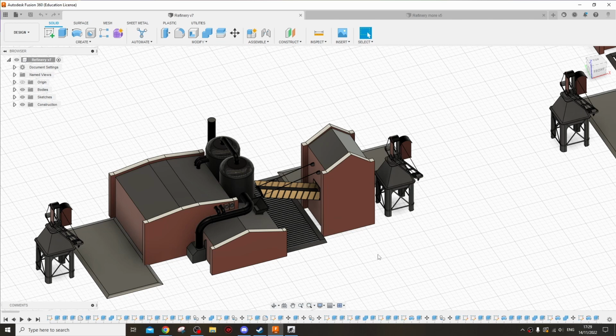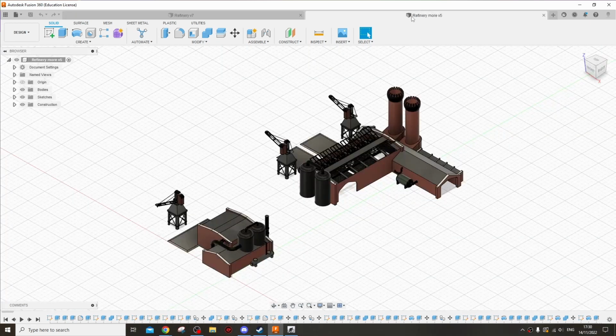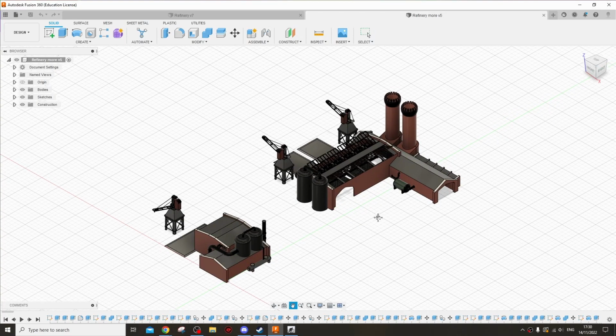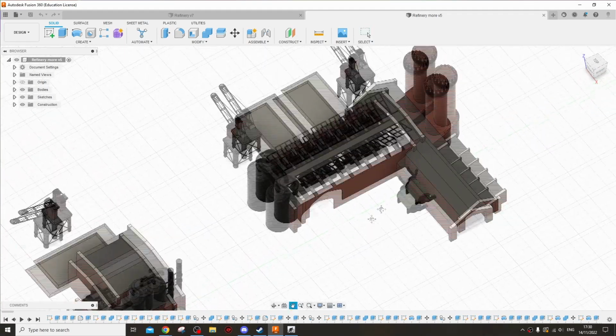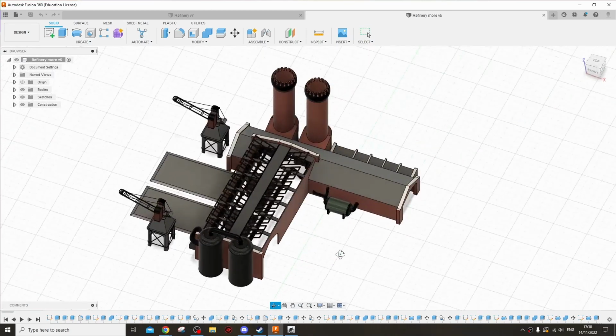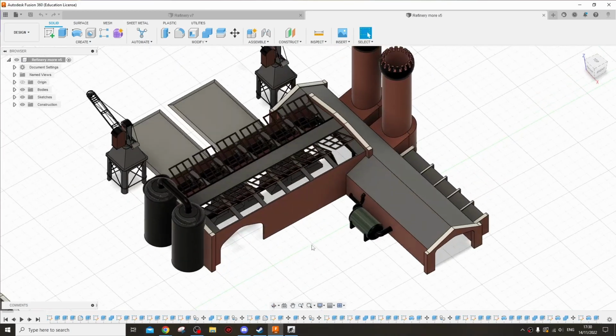But it just didn't feel big enough, right? I needed something more. So I went overboard. And I made this. And I made an interior as well.